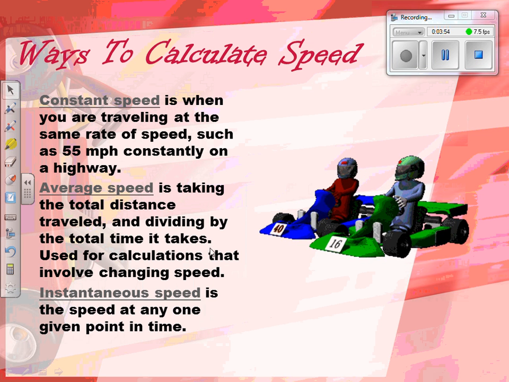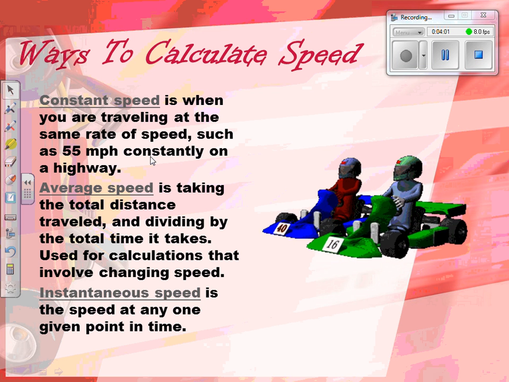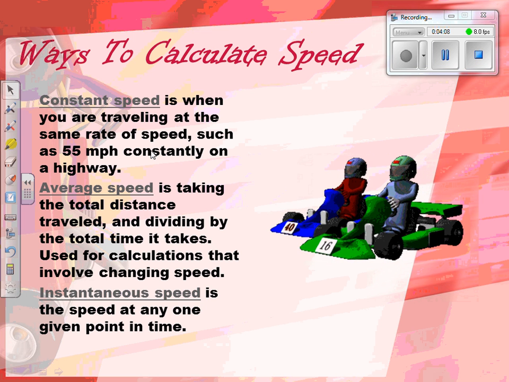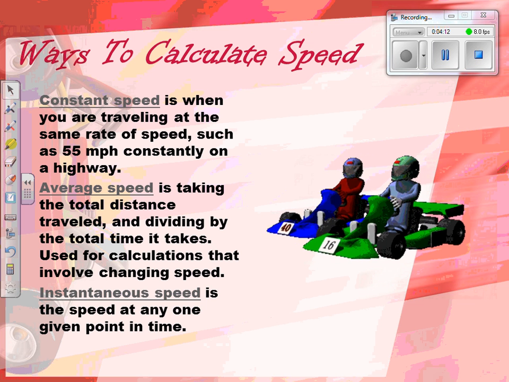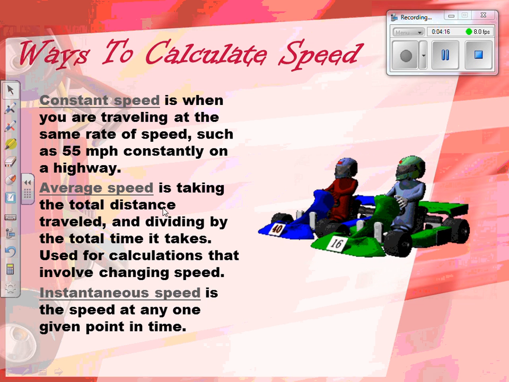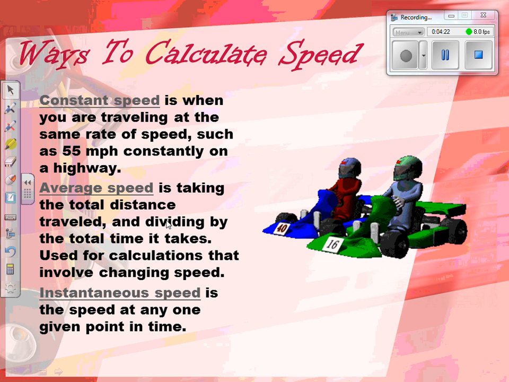Okay, so with speed, there are 3 kinds of speed. There's constant speed. That's when you're traveling at the same rate. So if you set your cruise control for 55 miles per hour, then that is what your speed is going to be until you brake or increase your speed. So that's constant speed. The average speed is what that formula calculates. It's taking the total distance you traveled and dividing it by the time.